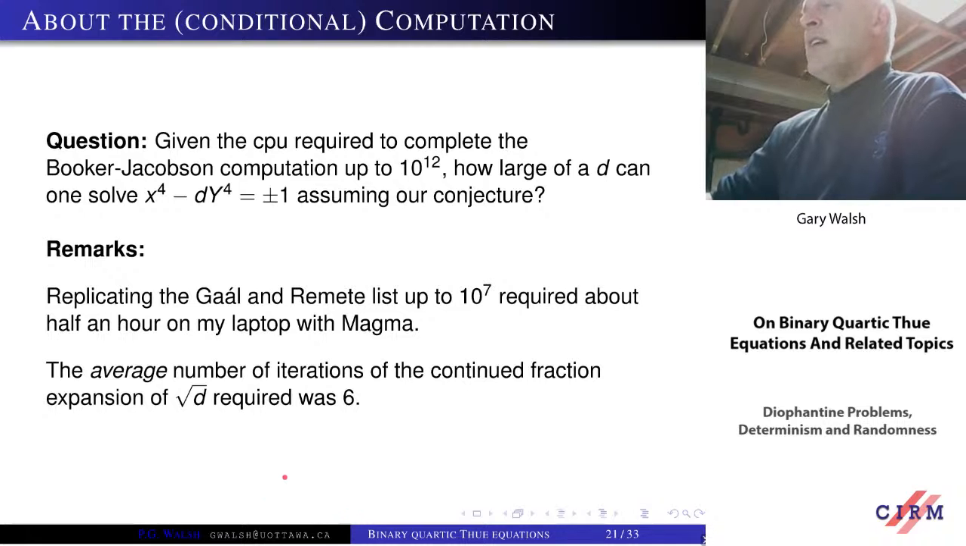And in fact, regarding the continued fraction expansion of the square root of D, I looked at the average number of iterations required. Some required a large number of iterations. They may have had a lot of partial quotients which were ones, but typically we were able to get past the 2D squared bound after 6 iterations on average. So that shows how small the computation is compared to actually having to find the fundamental unit in the quadratic field.